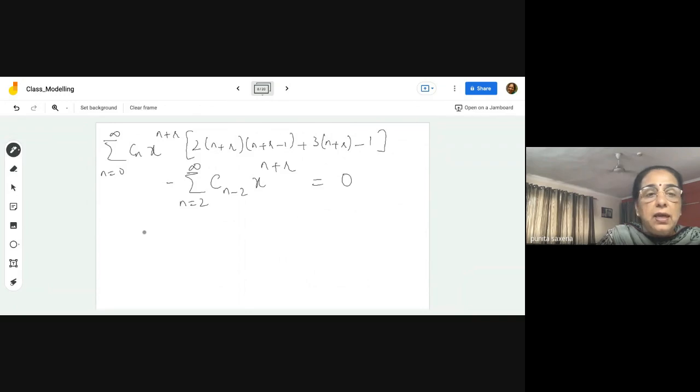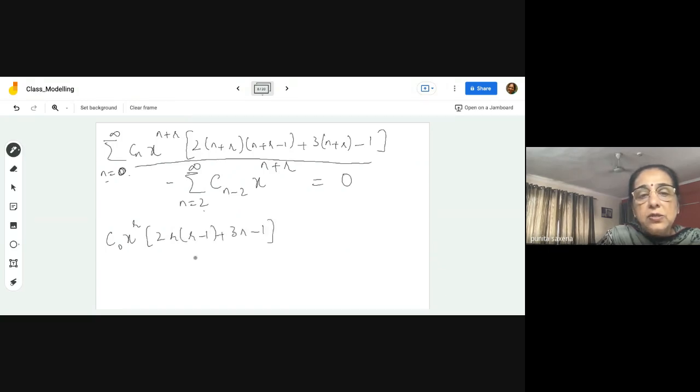Is that okay? Now, the first series is starting from 0, the second series is starting from 2. So what we can do is separate out the two terms. That means we can write this first series expansion separately for n equal to 0 and then for n equal to 1 also. See what happens when n is 0. It is c_0 x to the power r into 2r(r minus 1) plus 3r minus 1. Is that right?